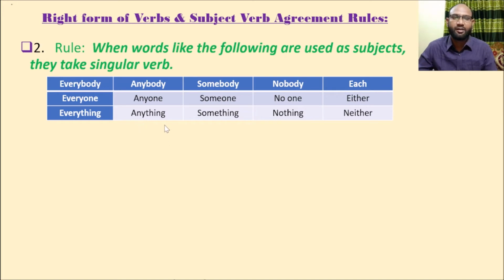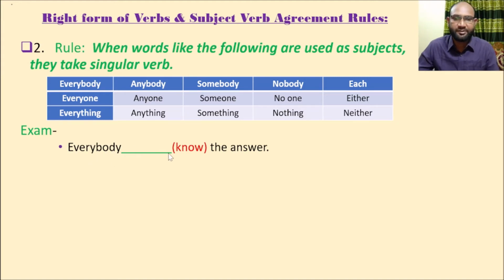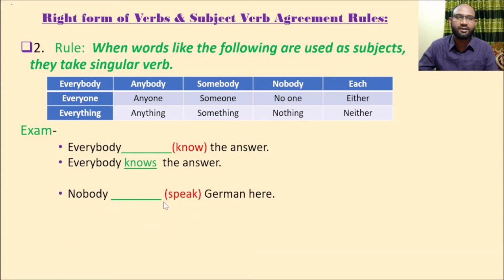Now we will look at some examples. Here, everybody is a subject. Everybody here has been used as a subject. After the subject, we can see here in the bracket the verb know, the answer. And so we will use here the singular form of verb. Here look at the solution. Everybody knows the answer.